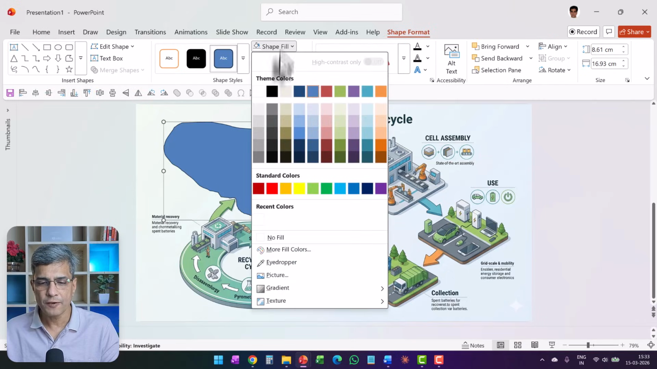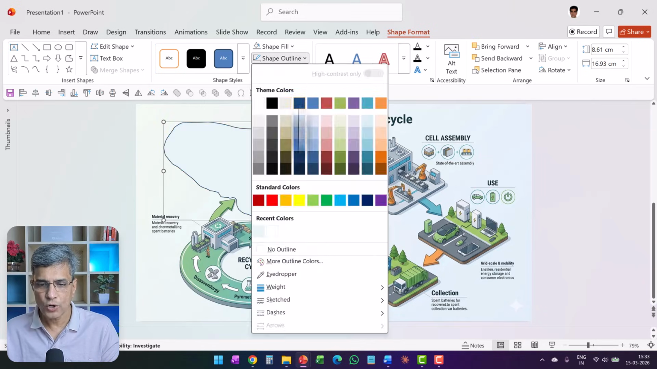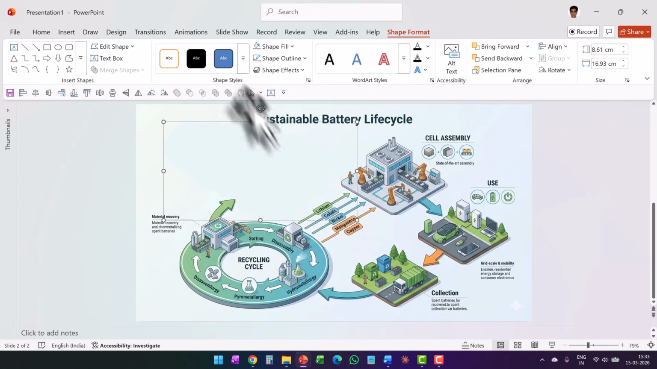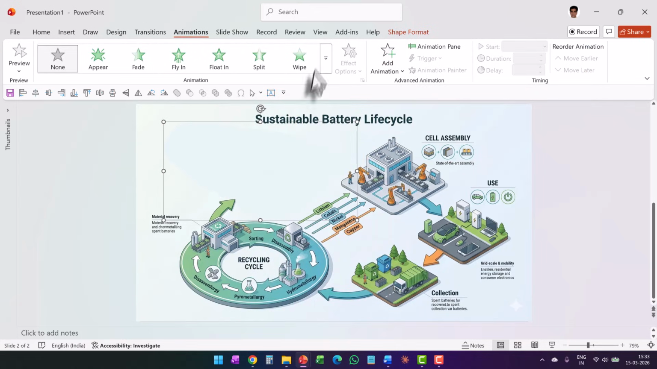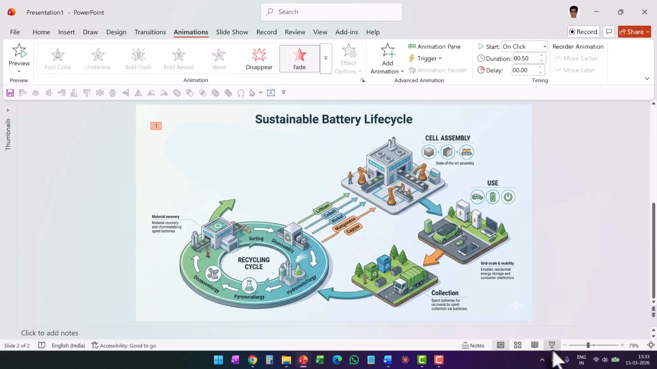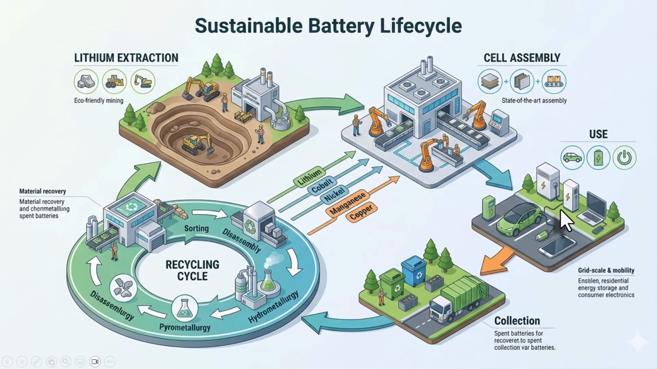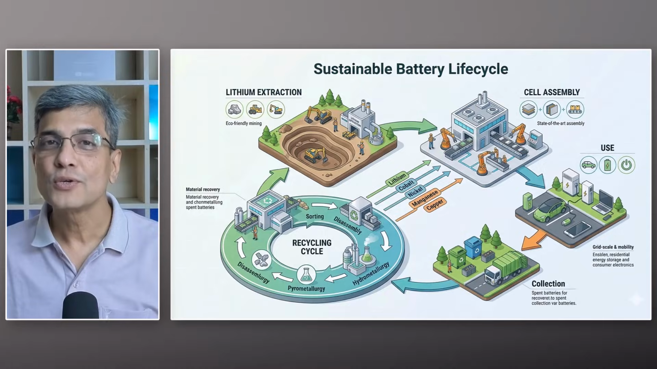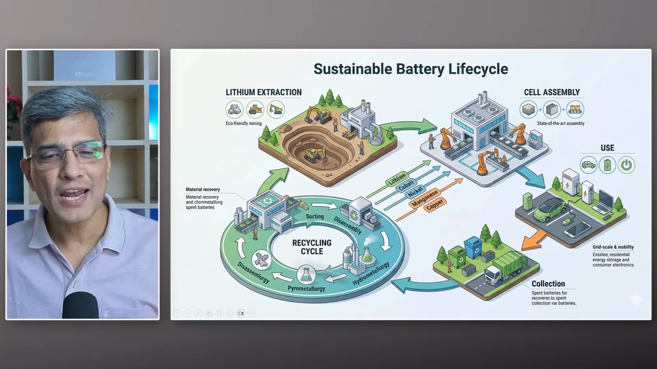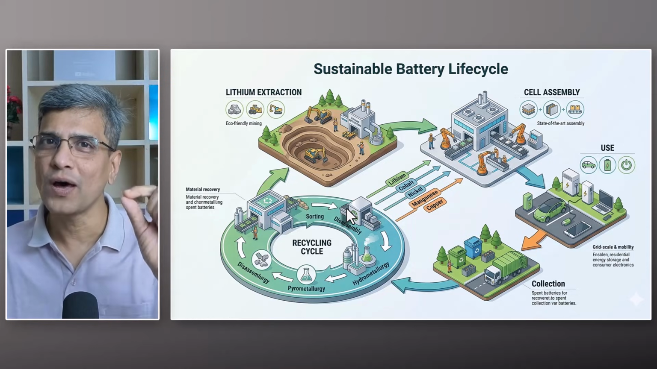Now I can go to Shape Fill, go to Eyedropper, and I can pick the color from the nearby place. I can click here, go to Shape Outline and say No Outline, and then I can go to Animations and I can make this one exit as a fade animation. And when I go to slideshow, you can see that there is no shape here. On a click, I can make that shape appear, and that is how I reveal the diagram one at a time. So the technique that I showed you is fairly versatile. No matter how complex your diagram looks, you can always reveal information one bit at a time.